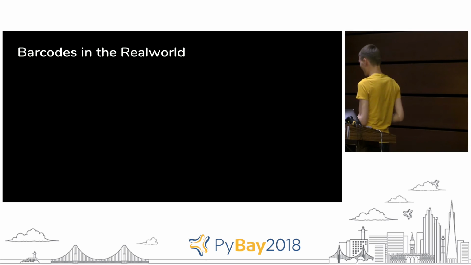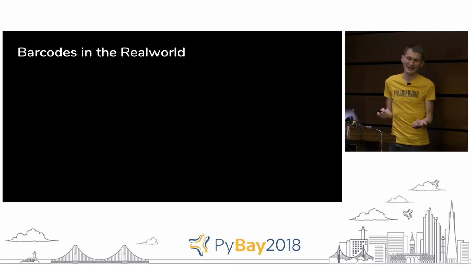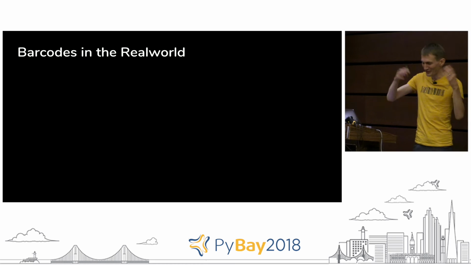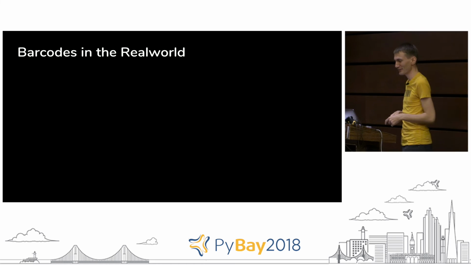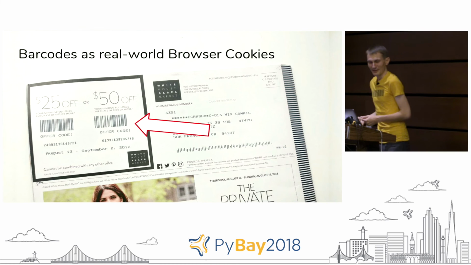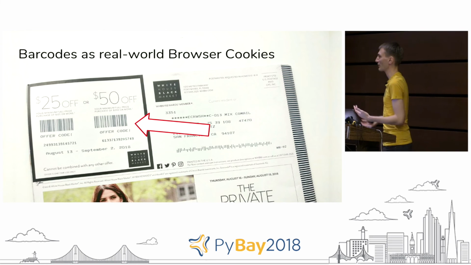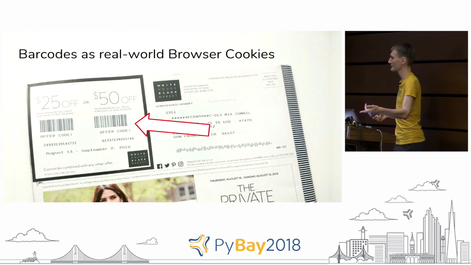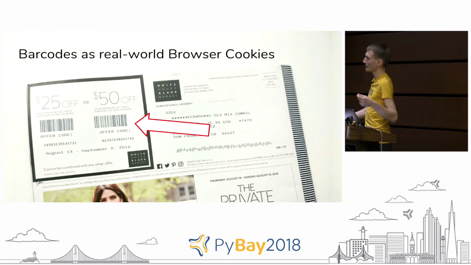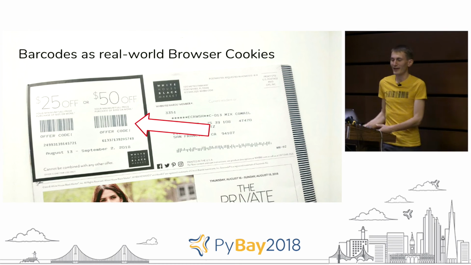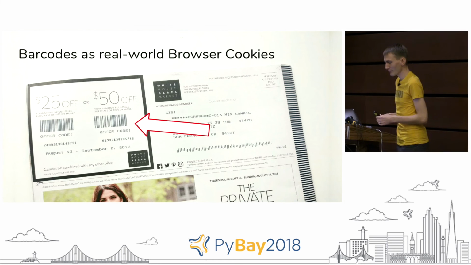Finally, I've got 4 minutes left, barcodes in the real world. So now you've got your Python code, you can read and make them and whatever. What could go wrong? I'll tell you. First of all, you can think of barcodes like real-world browser cookies. Like White House Black Market sends my wife that thing. They print the barcode. It goes to her. She's meant to bring it back to the store. They scan it again. It's literally what a cookie does in your browser, right? Everything that can go wrong with cookies in your browser can go wrong with barcodes here.